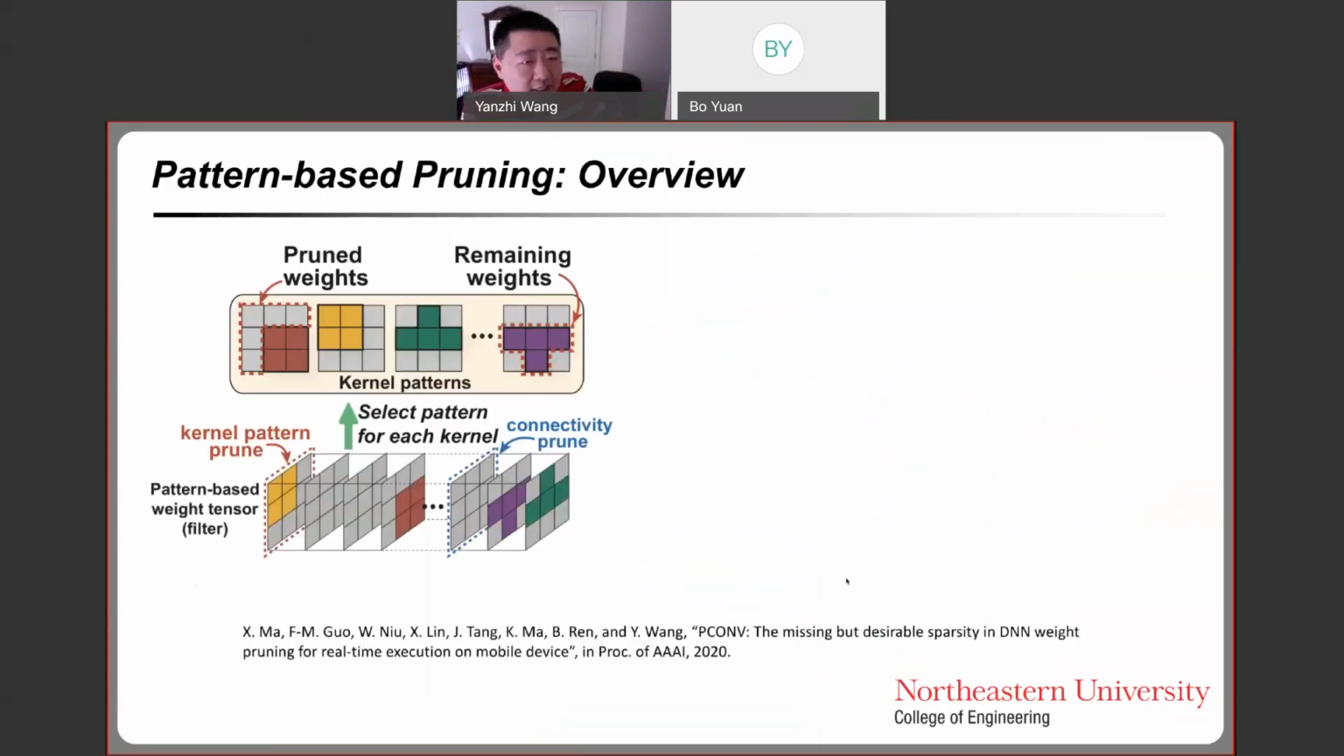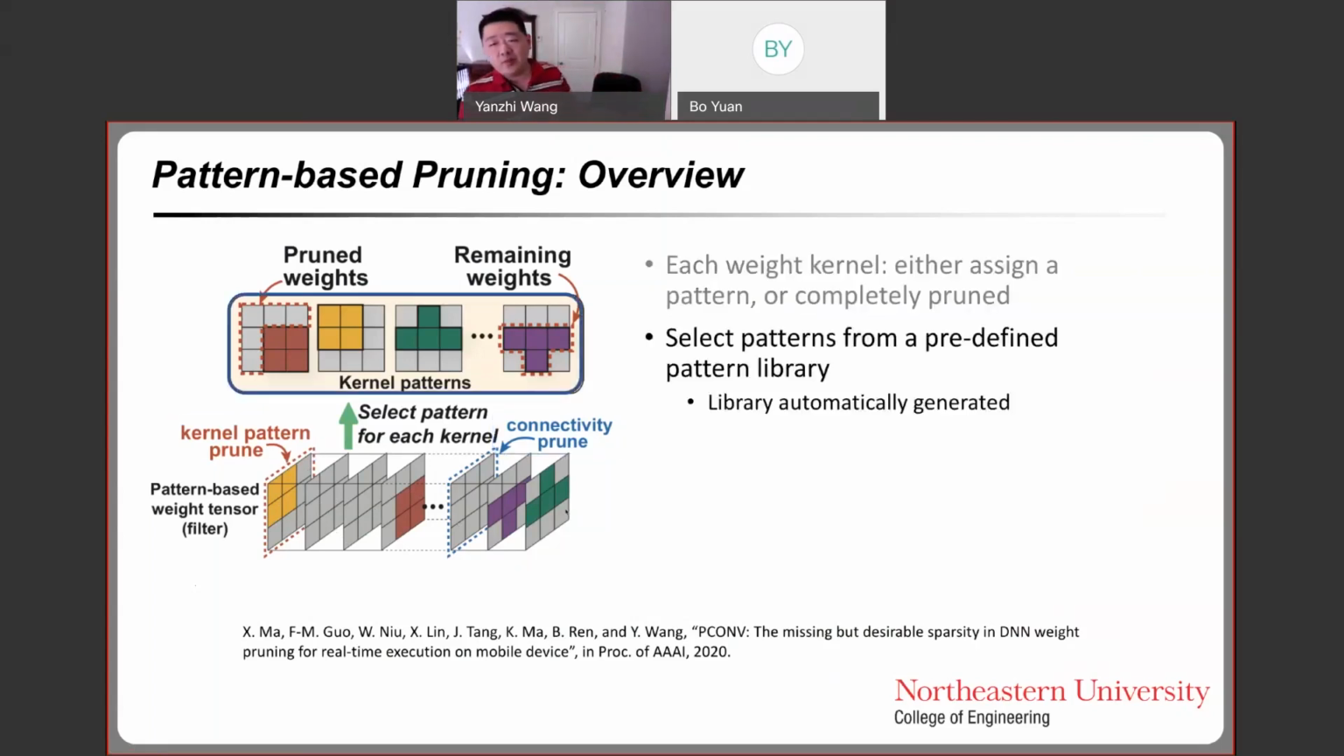First, we are going to discuss the so-called pattern-based pruning. In pattern-based pruning, there is a so-called pattern library that we can see on the top. The pattern library contains the patterns that we can choose for each kernel. At the bottom, we can see that in actual filters, a kernel can choose a specific pattern. The weights on that pattern can be flexible, and the weights not on the pattern are removed. A kernel can also be completely removed. So we need to select a pattern for each kernel or completely remove the kernel.